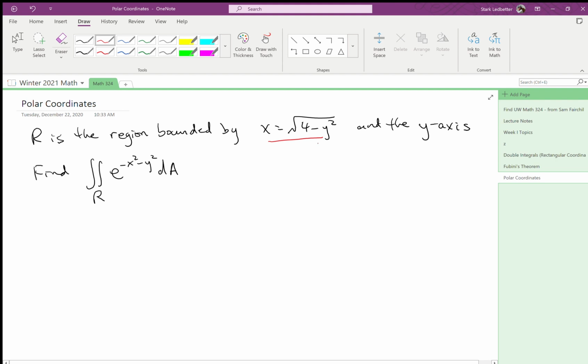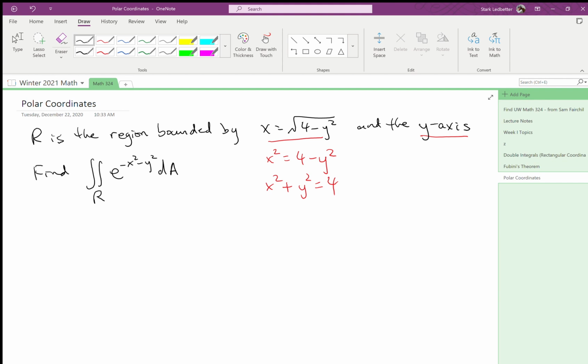So we have a region bounded by x equals the root of 4 minus y squared and the y-axis, and we're integrating this lovely function e to the negative x squared minus y squared. So how do we do this? Well, first we've got to figure out what the region is. So if we square both sides of this first equation, and add y squared to both sides, we get x squared plus y squared equals 4.